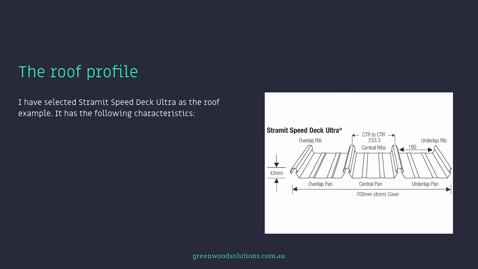In this presentation, we're going to ask this question: which approach uses more materials? I've selected Stramit Speed Deck Ultra as the roof example, and it has the following characteristics. You've got center to center at 233.3 millimeters, 43 mil high, and it allows non-penetrative roof clamps to be utilized. And just check out the pic.